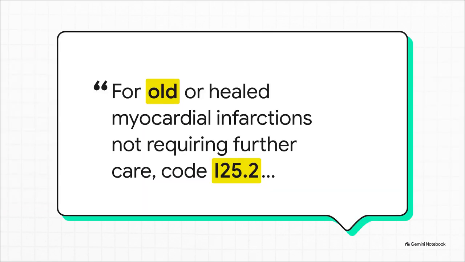So what happens when the dust finally settles? After that 28-day window closes, if the patient is no longer receiving active care for the MI, the guidelines explicitly tell us to assign code I-25.2 for an old myocardial infarction. The acute phase is officially done, the I-21 code is retired, and we transition over to the history code.